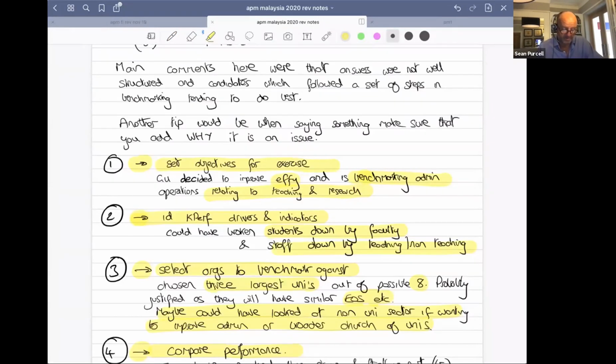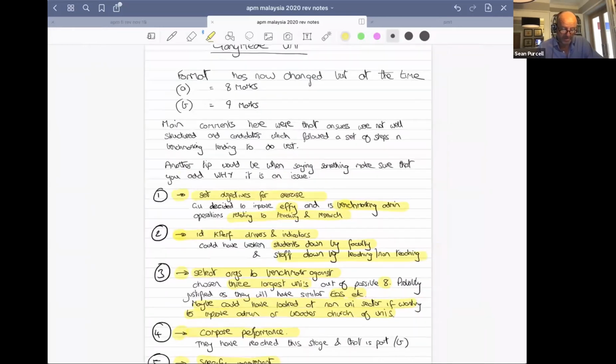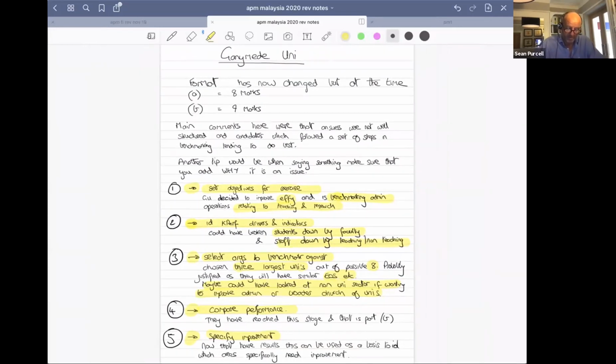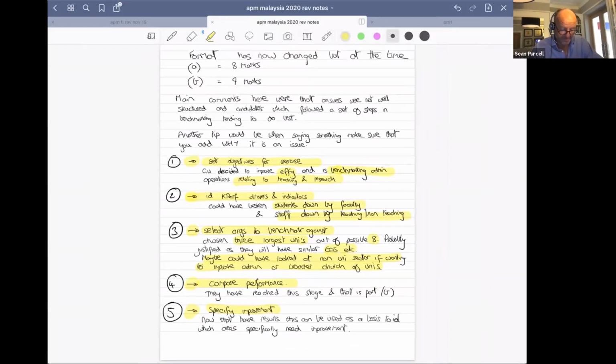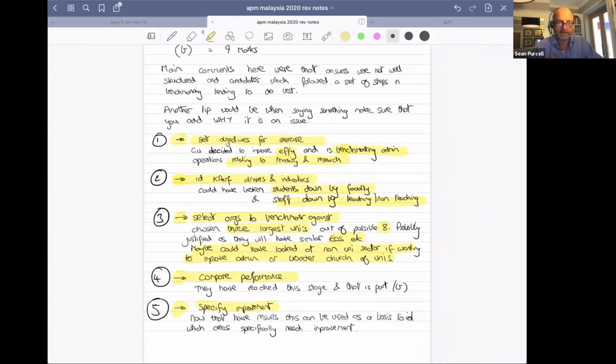Well, let's look at what was not done really well. And that was not very well structured because students didn't do a plan. Yep. So they want to improve efficiency, and they want to benchmark admin operations relating to teaching and research. Yeah, a lot of the requirements are made kind of clear in the actual detail.